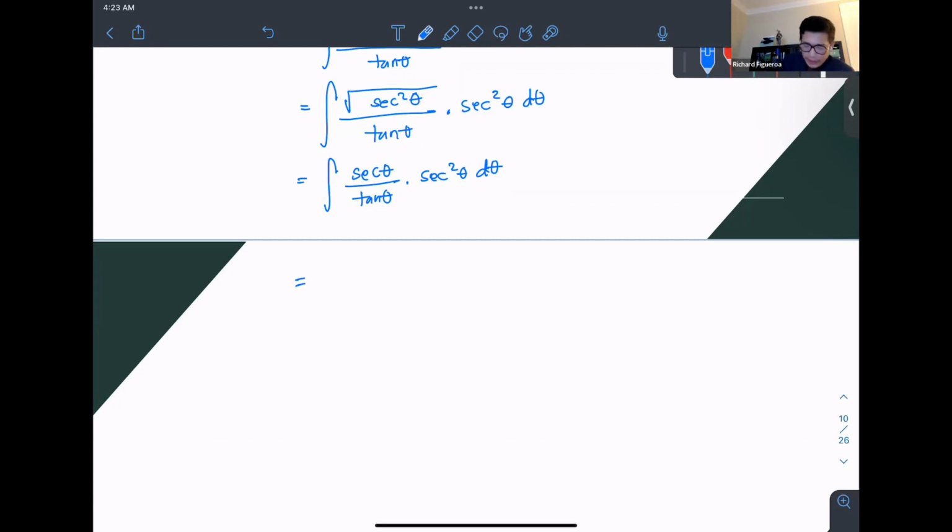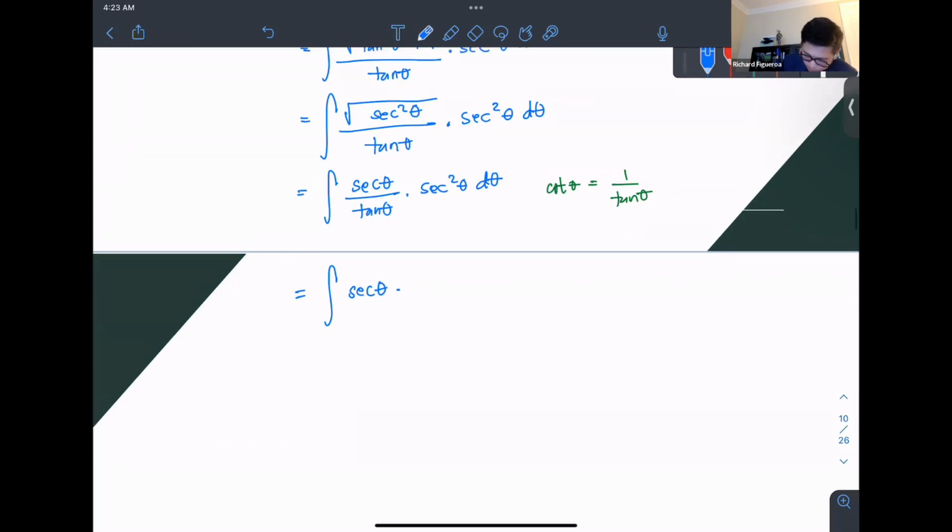So for the second, okay. So remember that, so cotangent theta is the same as 1 over tangent theta. I'll transform it. So taas natin siya. So it will become secant theta. And then I'll have multiplied with cotangent theta. And then we have the secant squared theta d theta.